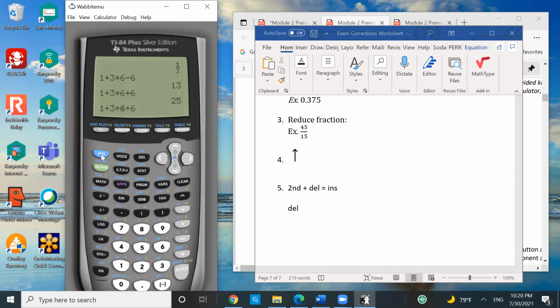So I click second, and this one, delete. I want to insert a 3 there. And then I hit 3. So my 3 is inserted in the expression. And then hit this button. And then hit enter. This is my new answer.